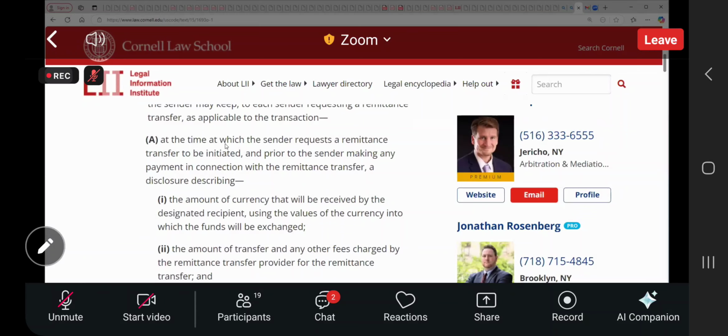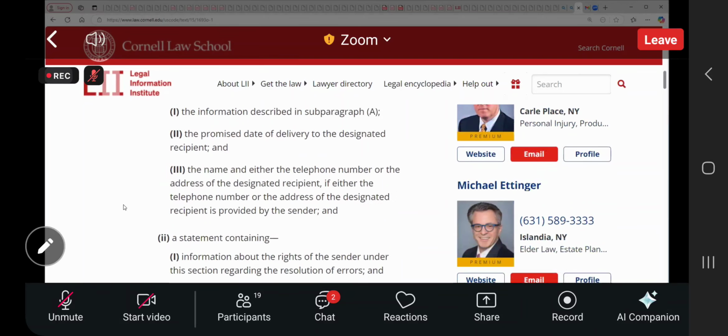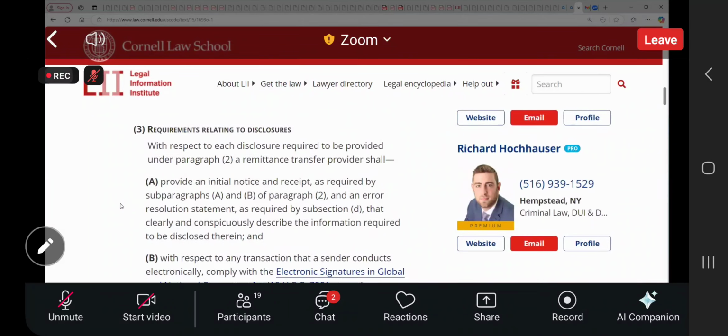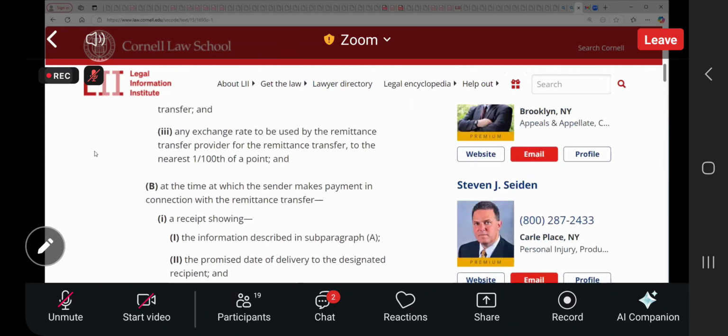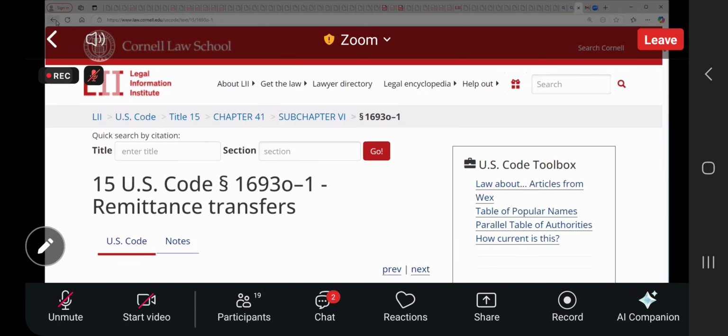At the time in which the sender requests a remittance transfer to be initiated and prior to the sender making any payment in connection with the remittance transfer. Did you see this? Don't let nobody tell you that you can't make a remittance payment, or that you can't do a remittance transfer because they don't read or understand the codes or haven't come across it. It says it right here. So if you want to learn about remittance, you read this whole thing. I'm going to cut time because I could read the whole thing. All right? This is for your remittance payments.